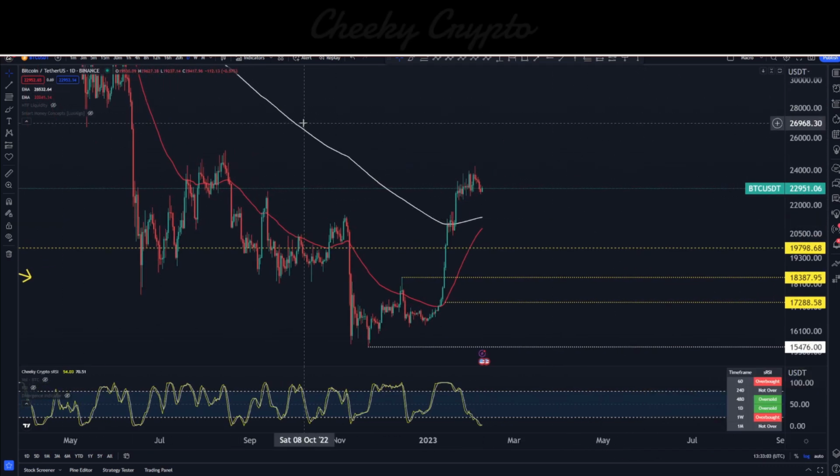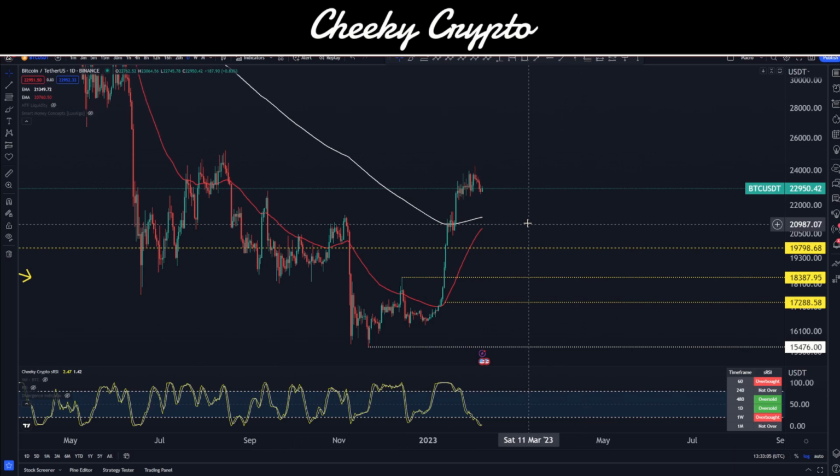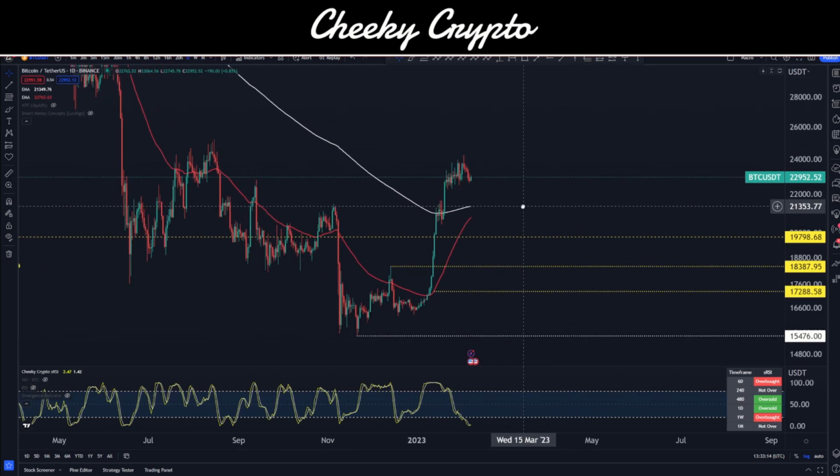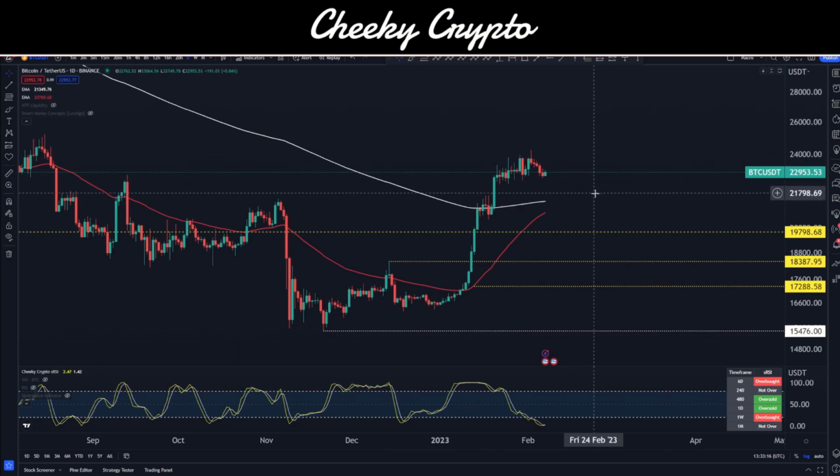Okay, so again, this is still the Bitcoin USDT pair on Binance, but this is the daily. You can see that we're above the 200 EMA, which is usually a positive thing, and we are looking at taking that 50 EMA a little bit higher than our 200 soon on this daily chart. So that's all looking reasonably good.